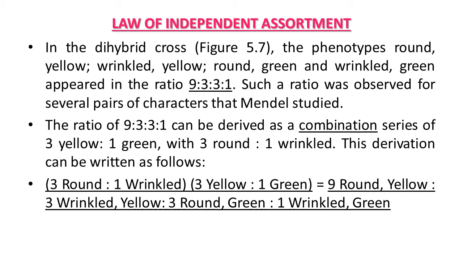This derivation can be written as follows. If we calculate mathematically, 3 round, 1 wrinkled multiplied by 3 yellow, 1 green gives the result you can see here: 9:3:3:1, that is 9 round yellow, 3 wrinkled yellow, 3 round green and 1 wrinkled green. So when this type of cross is conducted between two parents, considering two characteristics, the ratio achieved is the expected ratio through Mendel's experiment, that is 9:3:3:1.